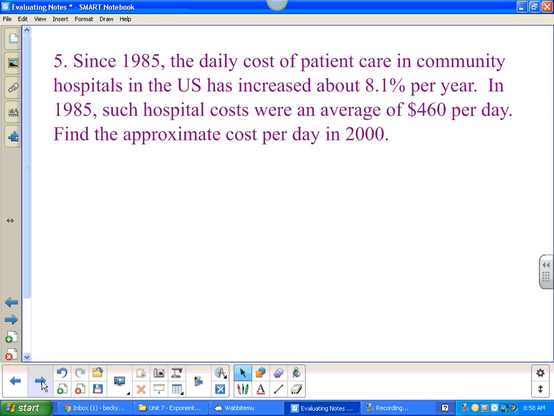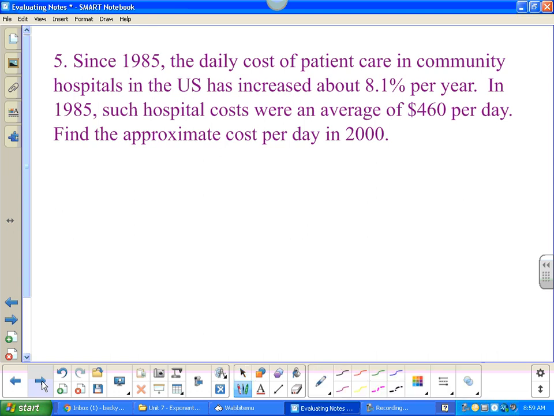Since 1985, the daily cost of patient care in community hospitals in the U.S. has increased about 8.1% per year. In 1985, such hospital costs were an average of $460 per day. Find the approximate cost in 2000.